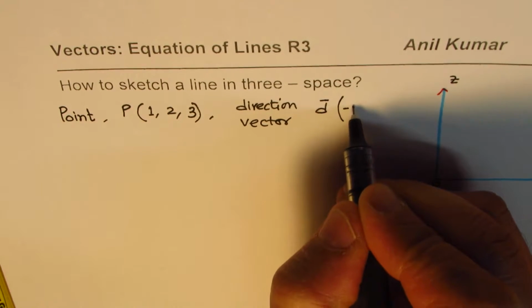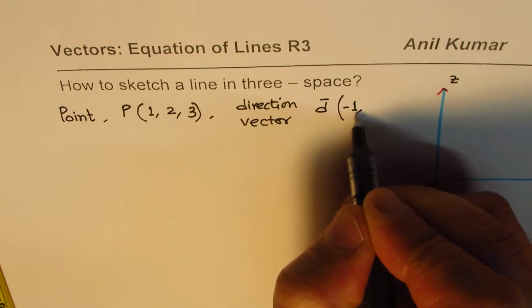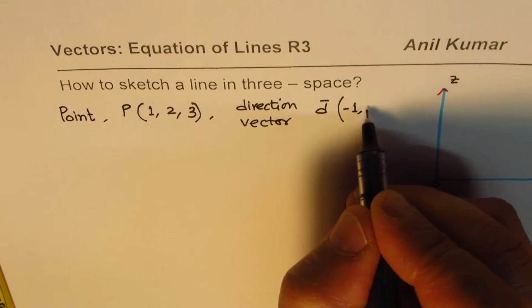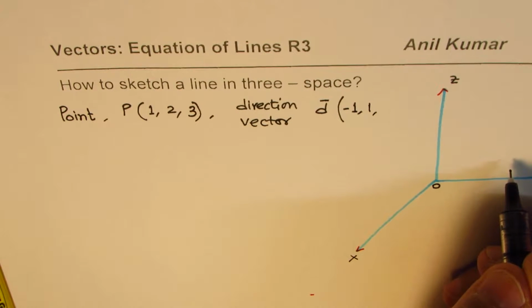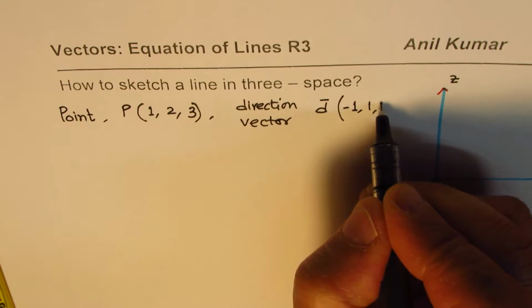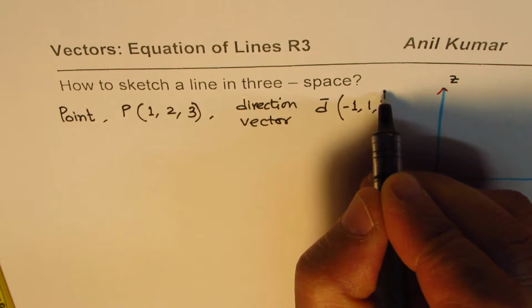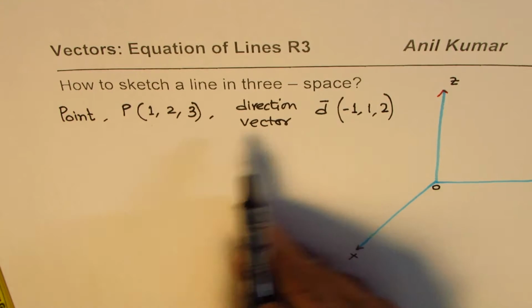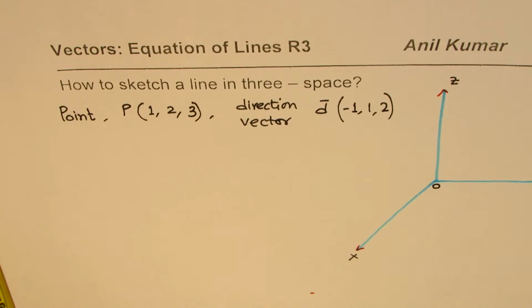Okay, D. So direction vector, let's take some negative values. So along X, let's say minus 1. And along the Y, let's go right 1 unit. And along this axis, let's go 2 units. Okay, that's fine. So let that be the direction. So we have a direction vector and a point. If you are given direction and point, can you write down the equation of a line?